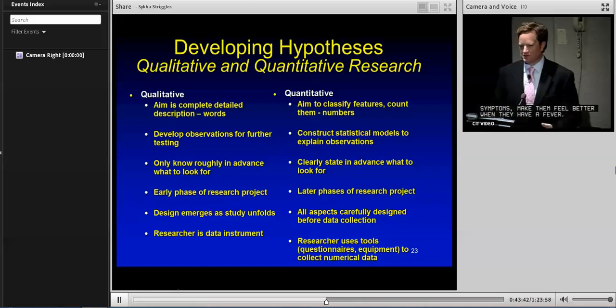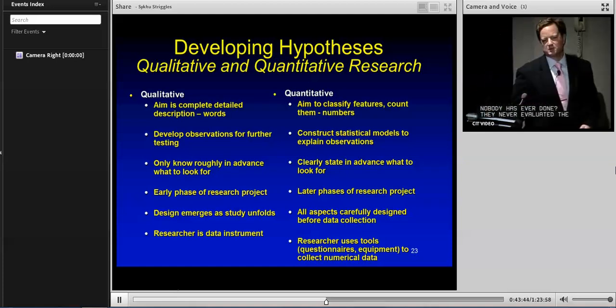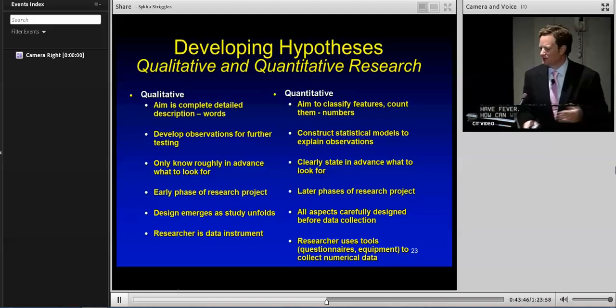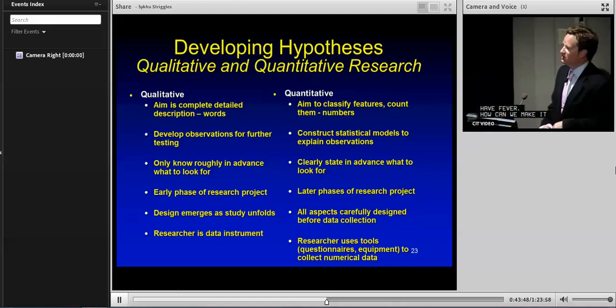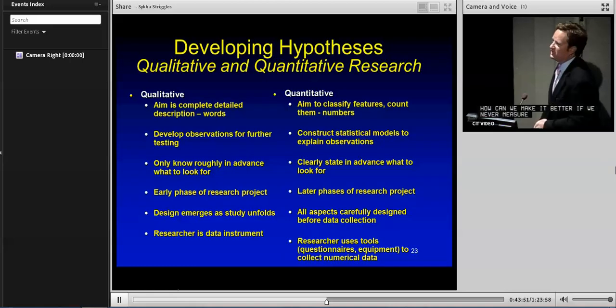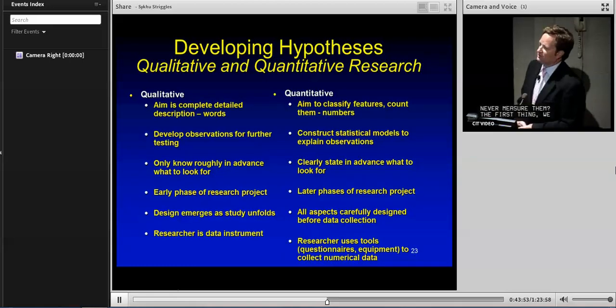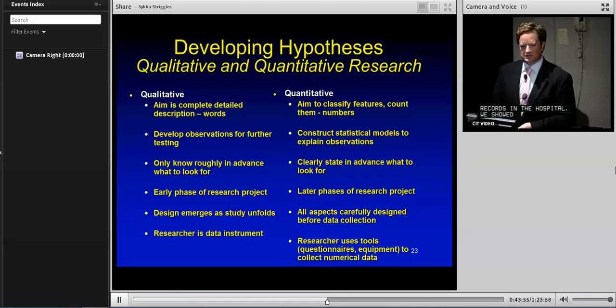They never actually evaluated the symptoms of people when they have fever. So how can we be making it better with an antipyretic if we never actually measure them? So the first thing we did was we reviewed records in the hospital, and we actually showed that if a person gets pain medication in this hospital, the nurse goes in and asks the person if they're in pain. They ask them to quantify the pain. They give them pain medication. They come back later and they ask them to re-quantify it to see if there's an effect.